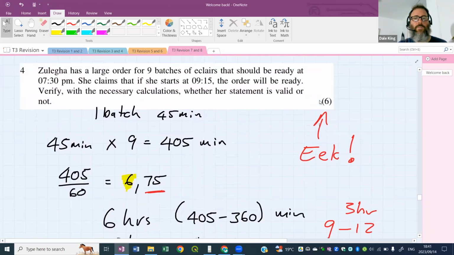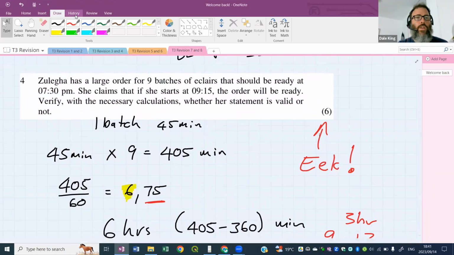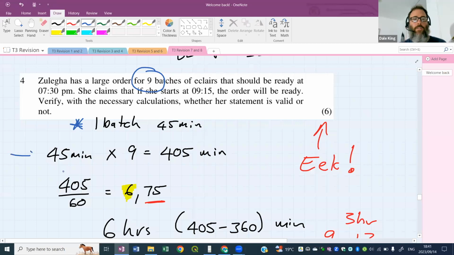Okay, I'll walk you through it again. First of all, this information comes from the recipe. One batch takes 45 minutes. You with me? Yes. We need to know if the person does 9 batches, how long will that take? So we said 45 minutes times 9, which is a total of 405 minutes. You with me? Yeah.